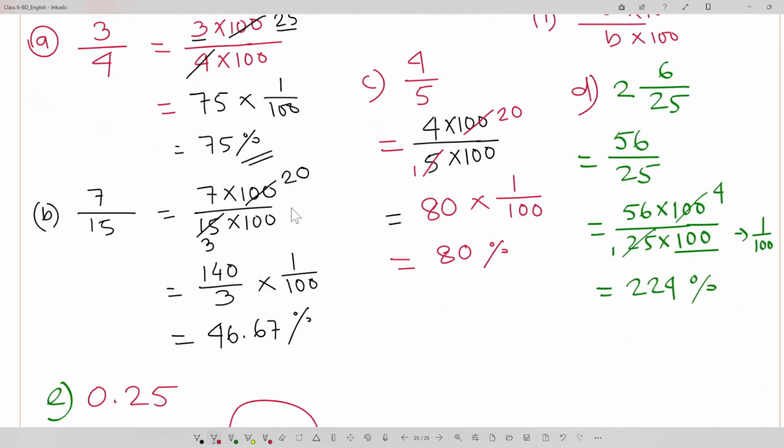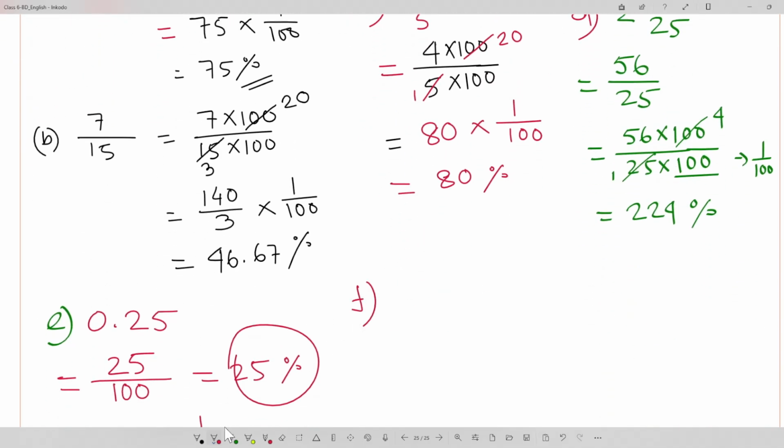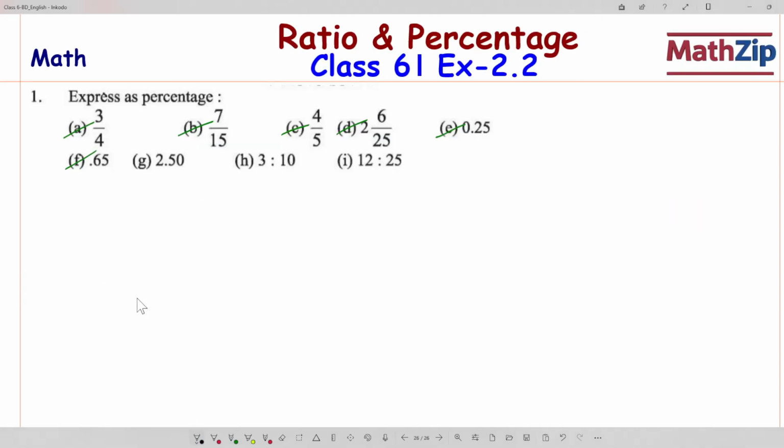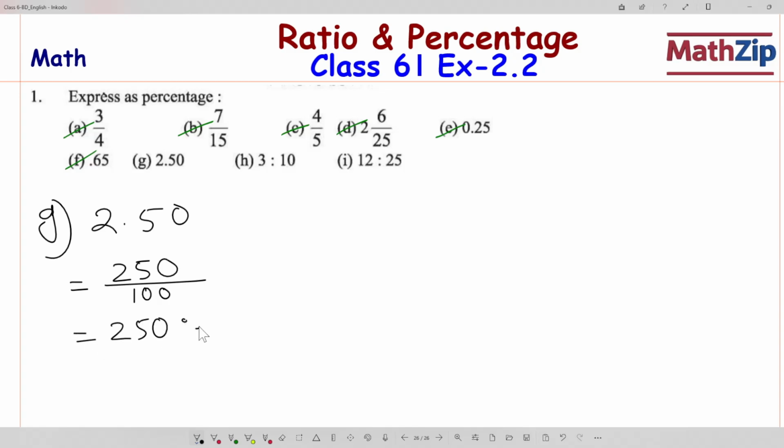Number F, here is 0.65. Similar thing, 65 divided by 100, so we can write 65 percentage. Very simple. Number G is also a similar thing. Here is 2.50. So very simple, we can write 250, and against 0.50 we can write 100. So we know 1 by 100 means percentage, so it's a very simple thing, 250 percentage.